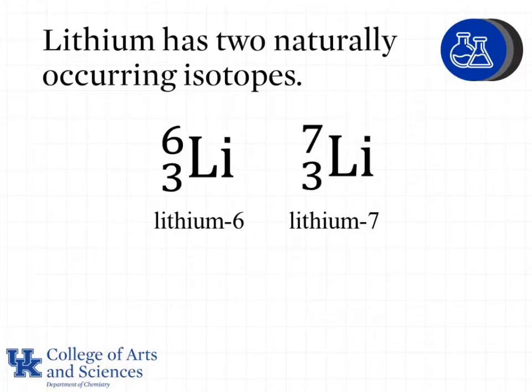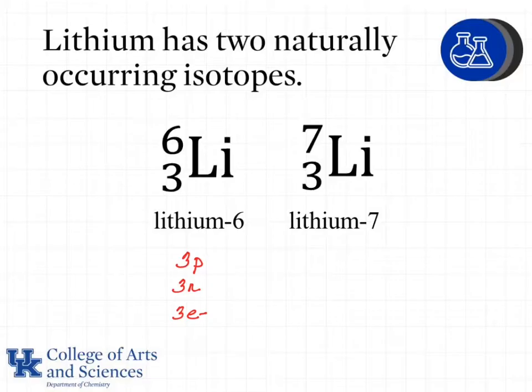Let's look at another example. Lithium has 2 naturally occurring isotopes. So if we had a sample of lithium and we zoomed in at the atomic level, what we would see is a mixture of lithium-6 and lithium-7 atoms. So let's look at the number of subatomic particles in each isotope of lithium.